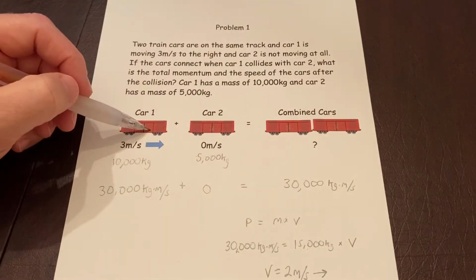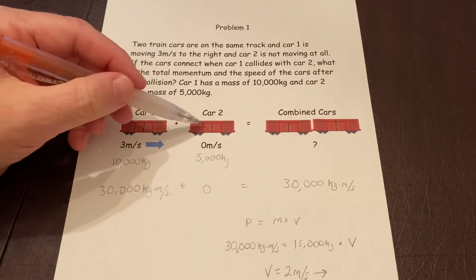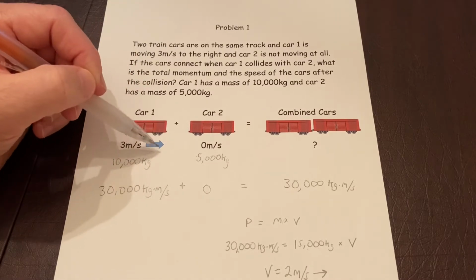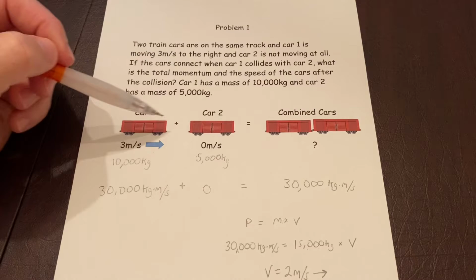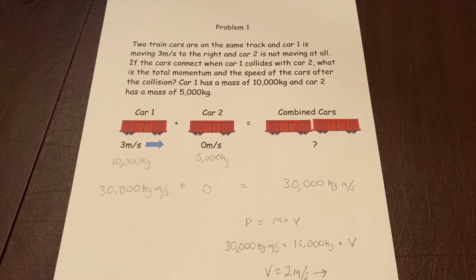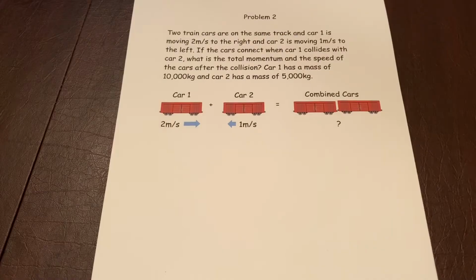So that car is going 3 meters per second, hits that car, they get connected, and because the mass is increased, with the same momentum, the speed had to decrease. I hope that makes sense for you. Okay, let's look at another problem like this, but this time there's a little wrinkle here.